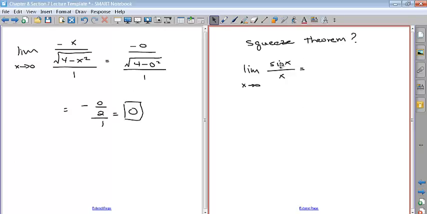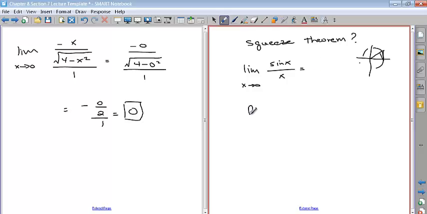Now how about the squeeze theorem? So we derived the squeeze theorem. If you remember, we looked at a unit circle, and we looked at the area associated with the sector and with a triangle, 2 different triangles, and we proved that. And the answer was 1, correct?